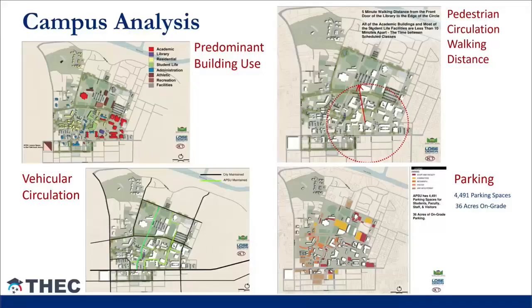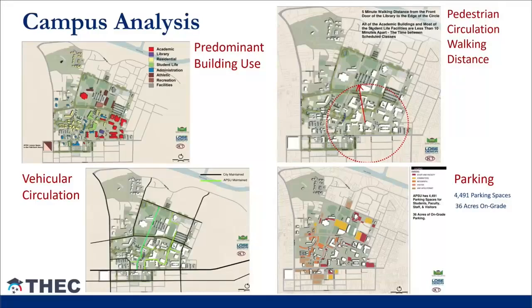On the upper right-hand side is the pedestrian walking distance on campus. There's a red circle there that is based on the front door of the library. The arrow that goes from the front door of the library to the edge of that circle is a 5-minute walking distance. So across the circle is 10 minutes. You want all or most of your academic buildings to be within that circle because that's the time between classes. And in fact, they almost all are. In fact, you can just move the circle up a little bit further. They all are within that circle.